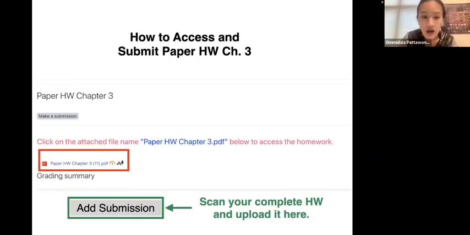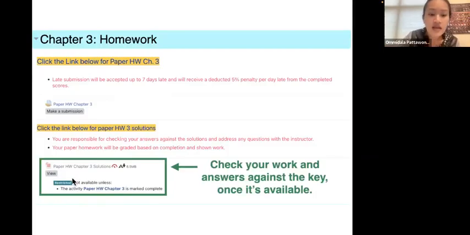When the homework solution becomes available, I would like you to click and check your work against my solution. The reason is that your homework is only graded based on completion and the work shown. I don't grade based on correctness because it's just practice for you. I don't want to penalize your work yet if it's incorrect. So just make sure that you check your work against my key. Don't forget to do that.